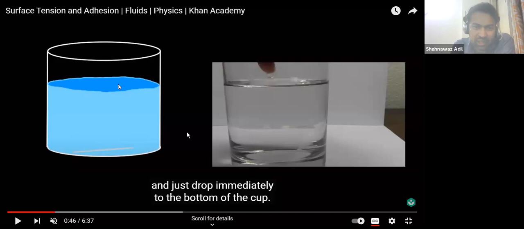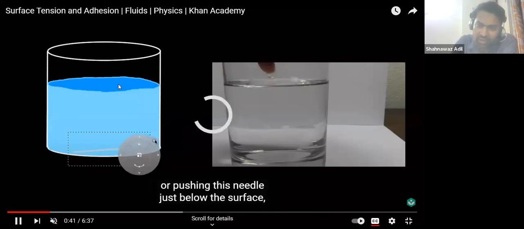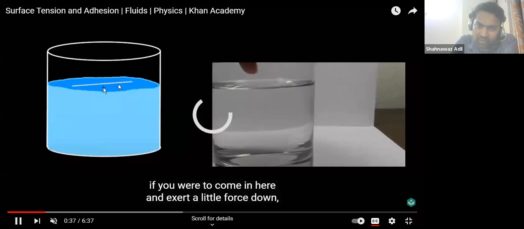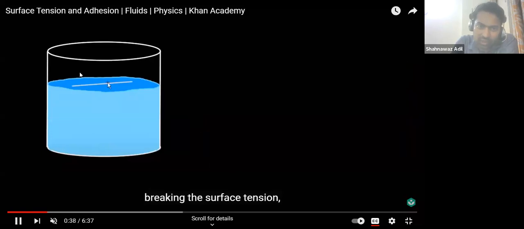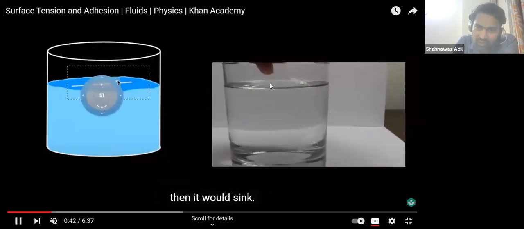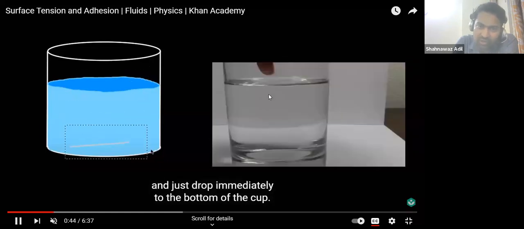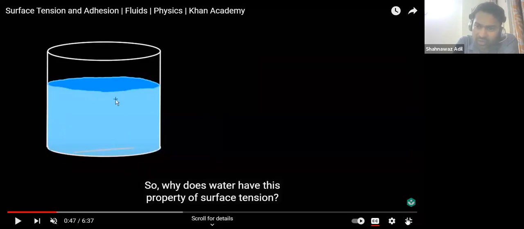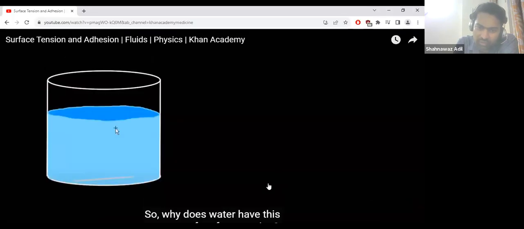Is this thing clear to every one of you guys? Yes, sir. This was on the surface, but whenever you give it a little push, it will go down, right? So that is the idea of surface tension. Let us get back to it.